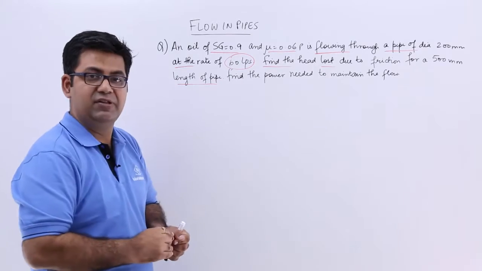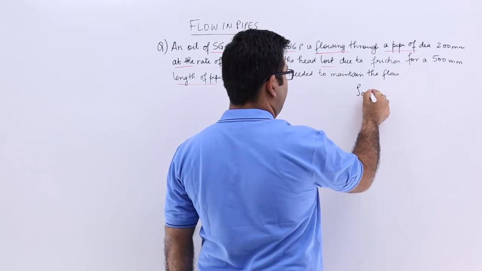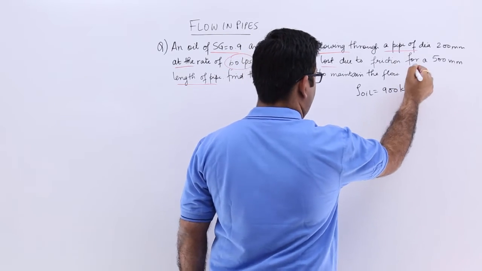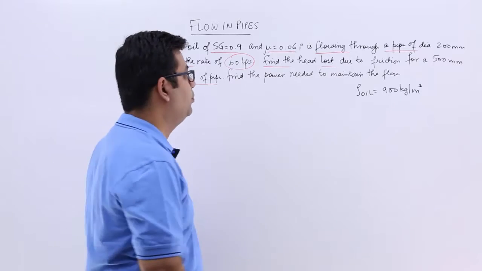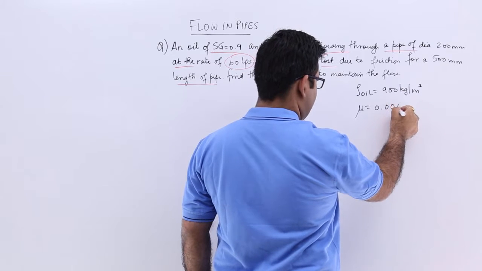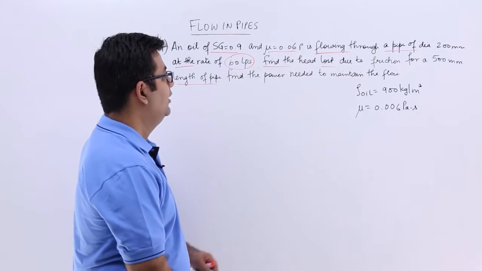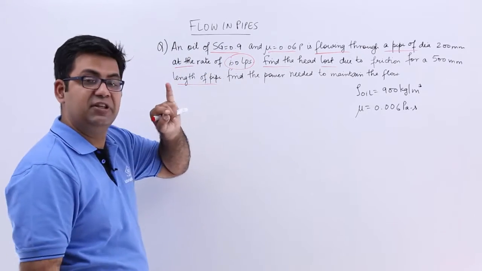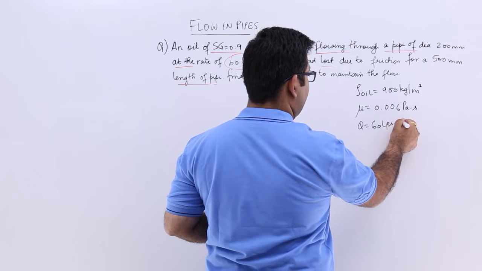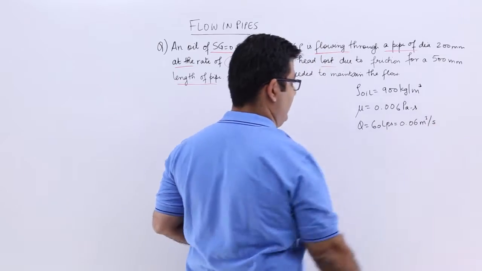Okay, so let's write down the given data first. The specific gravity is 0.9. This makes the density of oil 900 kg per meter cube. The viscosity is 0.06 poise, which means it will be 0.006 Pascal seconds. So you add one more zero. Now the discharge is given as 60 lps. So we have Q as 60 lps, which means it is 0.06 meter cube per second.